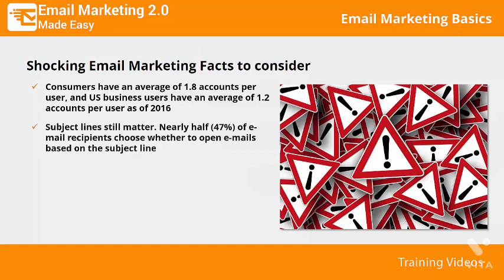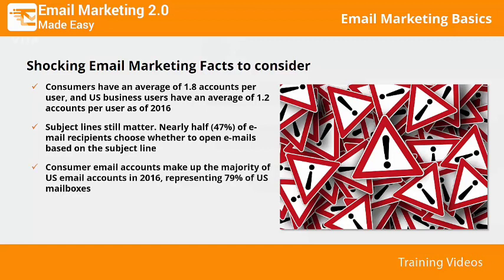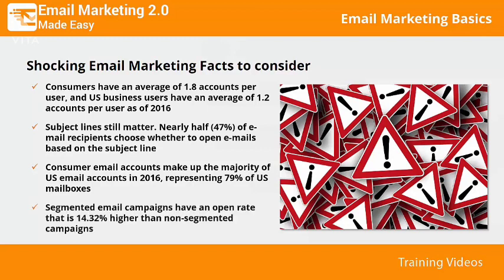Subject lines still matter. Nearly half, 47%, of email recipients choose whether to open emails based on the subject line. Consumer email accounts make up the majority of U.S. email accounts in 2016, representing 79% of U.S. mailboxes. Segmented email campaigns have an open rate that is 14.32% higher than non-segmented campaigns.